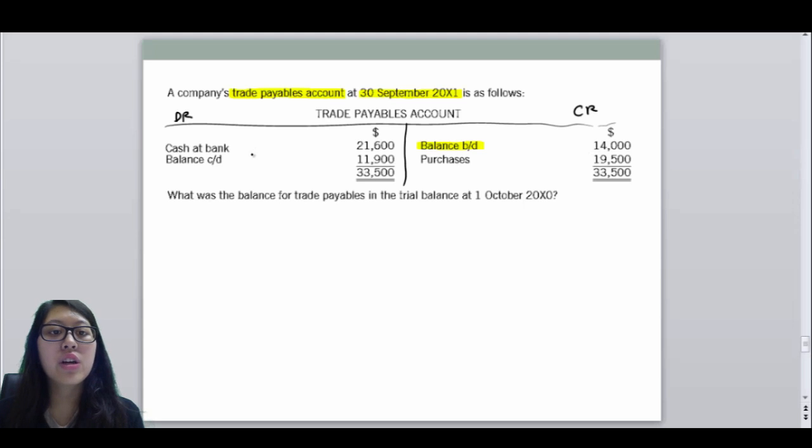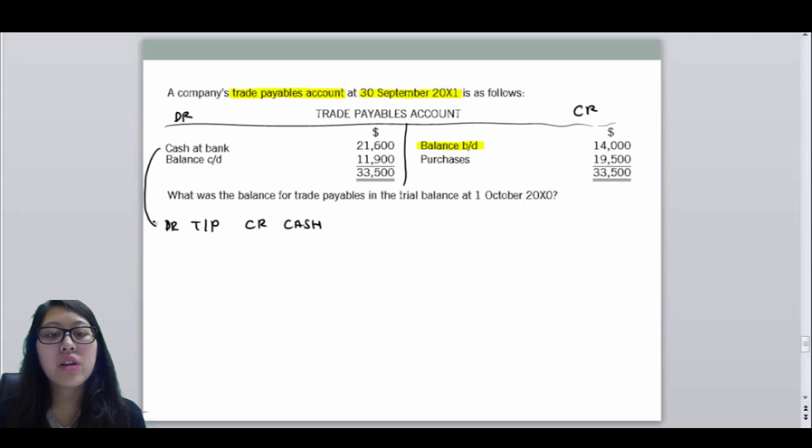Now, why is cash on the debit side, if you're wondering? Trade payables are a liability. We owe them money, and so they are naturally a credit. Anything that would reduce our trade payables would be a debit to them. So in this case, where we have cash of $21,600, that means during the year, we have paid our trade payables $21,600. So let's think about the double entry. We would be debiting trade payables and crediting the cash account.